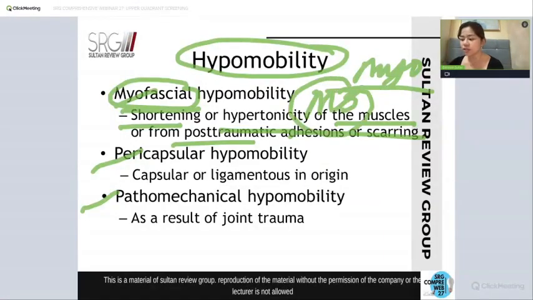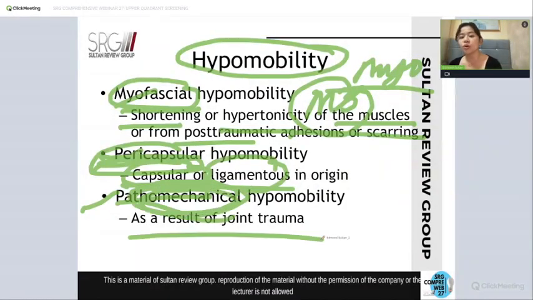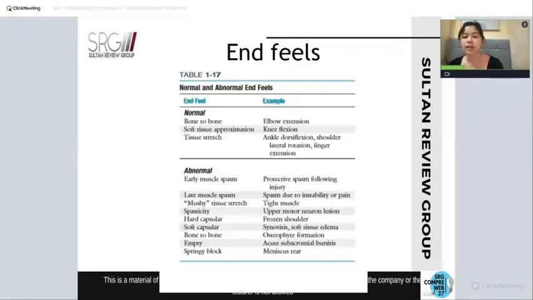Okay? For your myofascial. Pag sinabi natin pericapsular, nandun na sa pangalan mismo, capsule. Okay? So, capsular or ligamentous in origin siya. Okay? So, the one that is actually problematic are your capsule or your ligaments. Okay? Pathomechanical from the word itself, mechanical. It has something to do with trauma. So, the ones causing this one is any traumatic injuries po. Okay? So, that is for your hypomobility. Nasundan po? Clear tayo with this one. So, these are just the causes of your hypomobility.